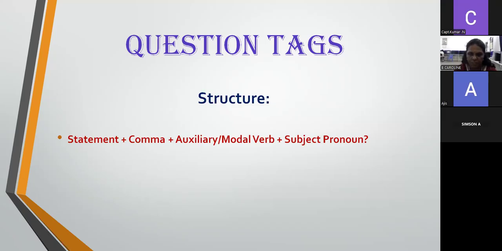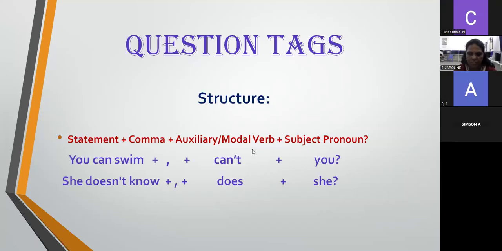Now let's see the structure of a question tag. Statement. After the statement, there must be a comma. After that, the question tag contains two parts, that is, an auxiliary or modal auxiliary verb and a subject pronoun. So it does not contain any noun. It contains only the auxiliary verb and the subject pronoun. Let's see the examples. You can swim, comma, can't you? So can't is the auxiliary verb and you is the pronoun. She doesn't know, does she? Again, does is the auxiliary verb and she is the pronoun.